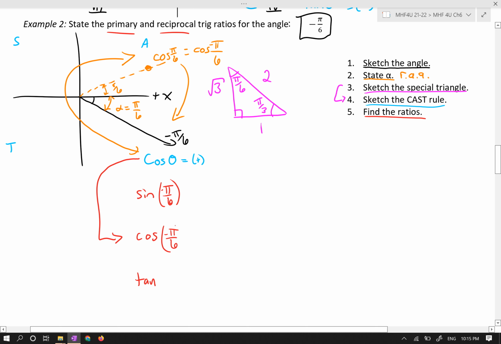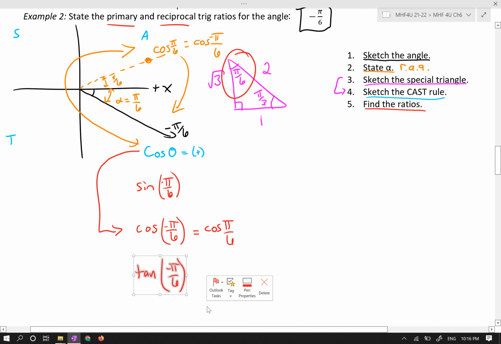Cosine of negative pi over 6 and the tangent of negative pi over 6. Okay, so the cosine of negative pi over 6 is equal to the cosine of pi over 6. That's great. The cosine of pi over 6, I look here. I'm working with pi over 6. Cosine, let's give ourselves a tiny bit more space. Cosine is adjacent over hypotenuse from SOHCAHTOA. So that's adjacent over hypotenuse.